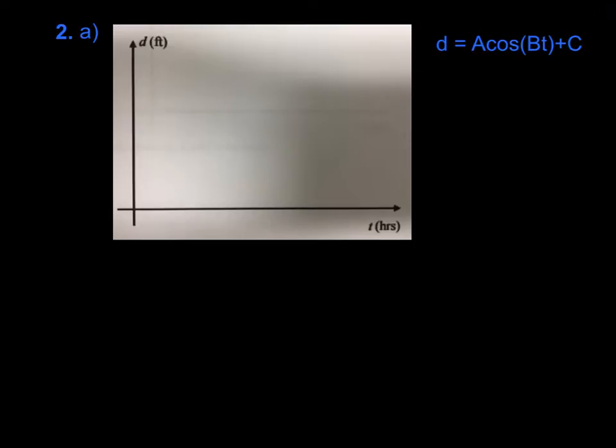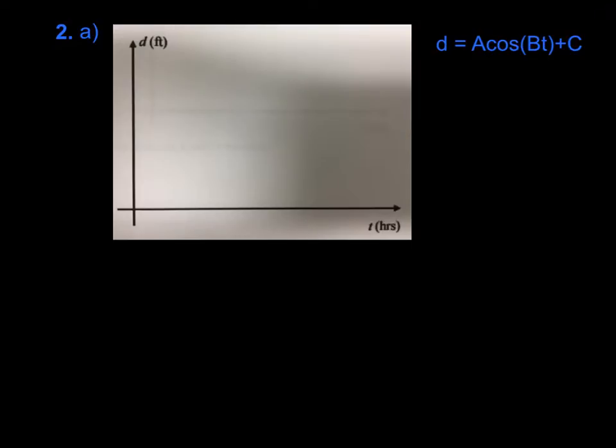Number 2 says the tides in a particular bay can be modeled with an equation in the form that we have right here, where T represents the number of hours since high tide and D represents the depth of the water in the bay. It tells us the maximum depth of the water is 36 feet and the minimum depth is 22 feet, and high tide hits every 12 hours. So part A says on the axes, sketch a graph of the scenario for two full periods.